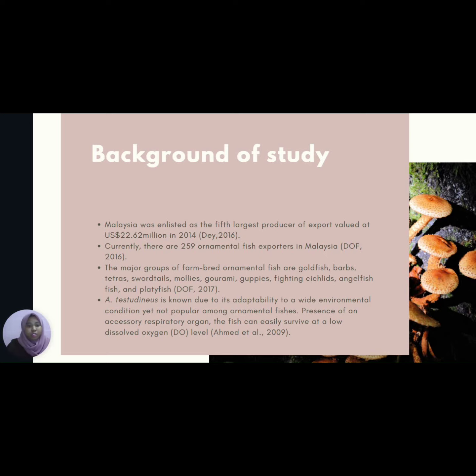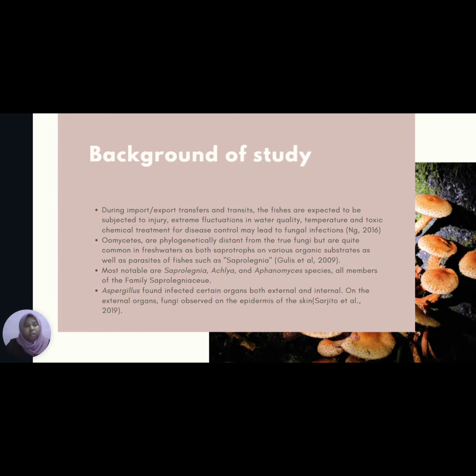And the major group of farm-bred ornamental fish are usually goldfish, barb, tetra, swordtail, and also platyfish. And climbing perch is also famous because of its survival at low dissolved oxygen. During import, export, transfer, and transit, the fish are usually expected to be injured, and extreme fluctuation in water quality and temperature can lead to fungal infection by 2016.